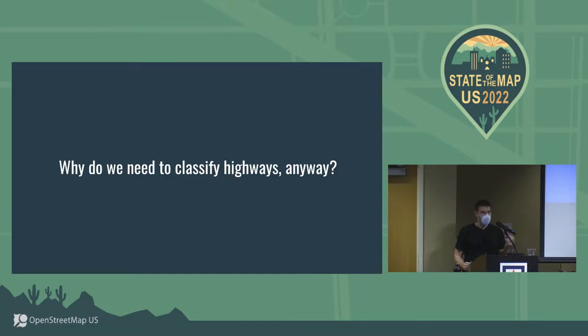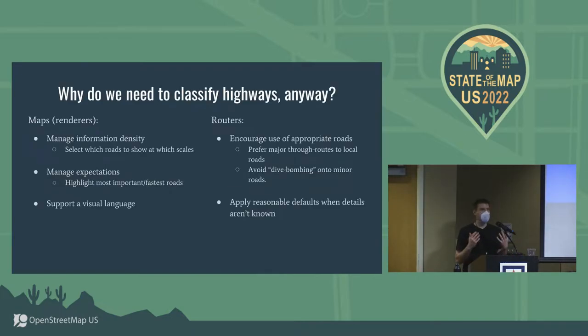So why do we need highway classification anyway? There are many users of OSM data, everything from data analysis and research, but two of the most common uses are for map visualizations and routing applications. And both of these have some important needs that need to be accounted for.